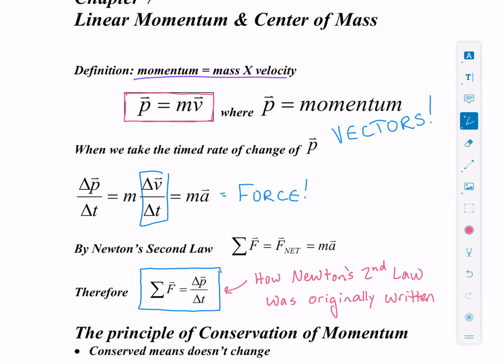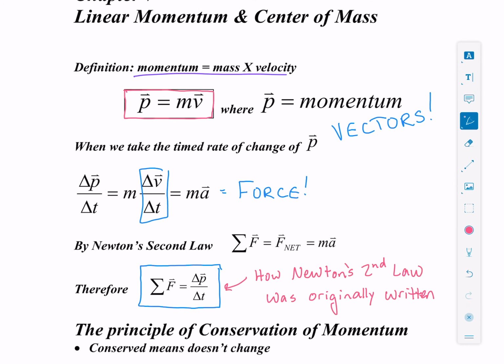So you guys were taught F equals ma. Well, F equals delta p over delta t is the same thing. Forces cause accelerations; well, forces cause changes in momentum. So if you change your momentum over a period of time, you need a force to do that.